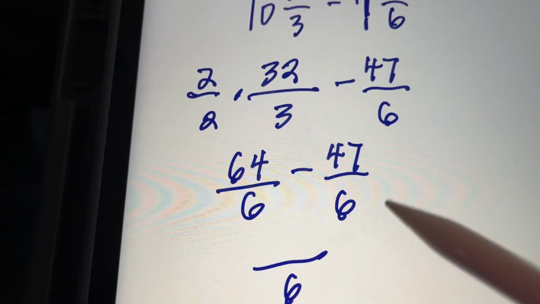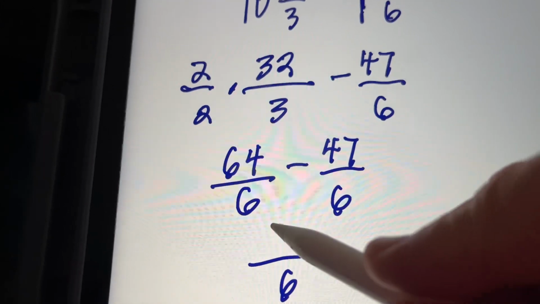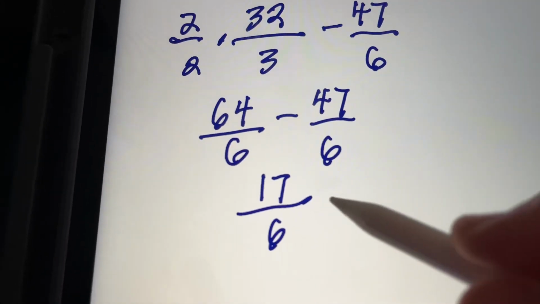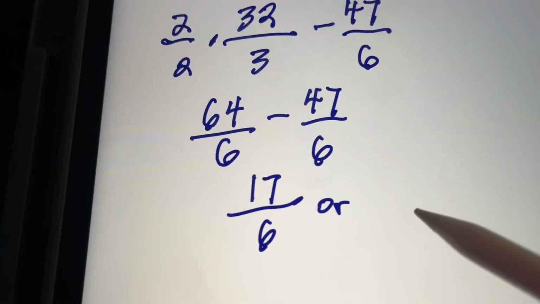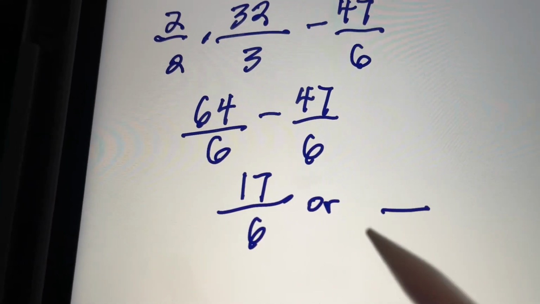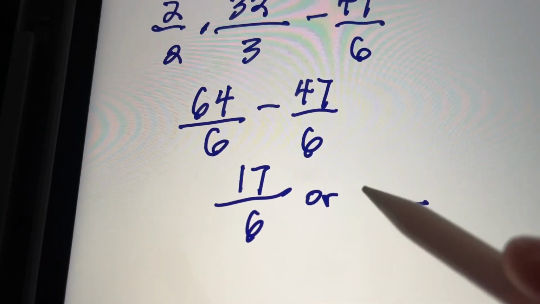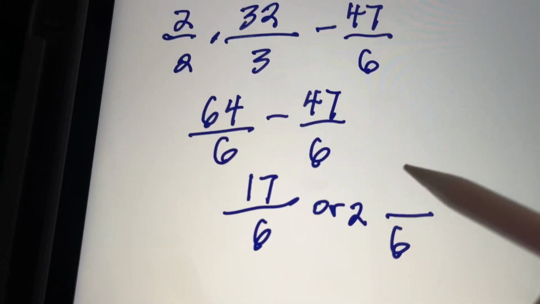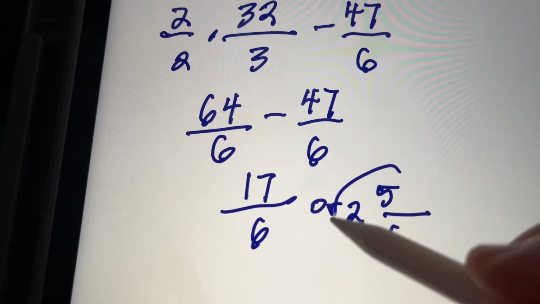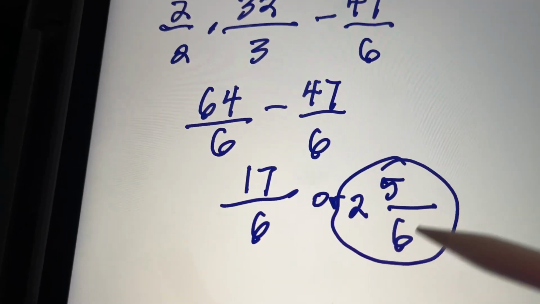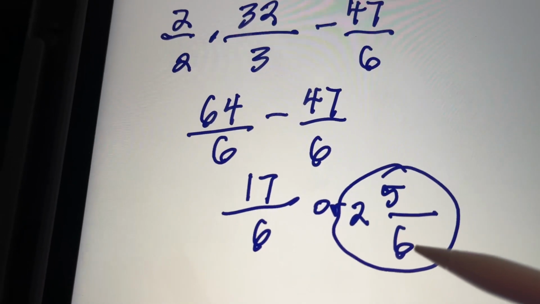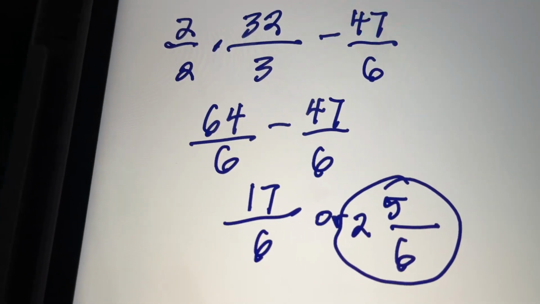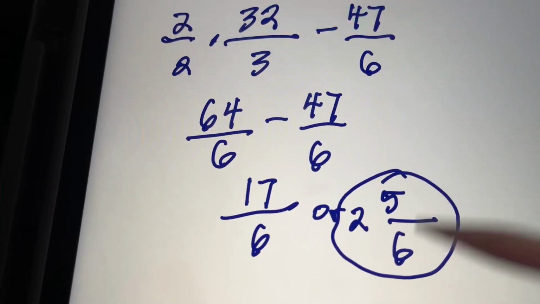So 64 minus 47 ends up being 17. So 17 over 6, and that's the answer. Or you can change that to a mixed number. Well, 6 goes into 12 2 times. 6 times 2 is 12, and 5 more would be 17. So 2 times 6 is 12, plus 5 is 17. So 17 over 6 is the same thing as 2 and 5/6.